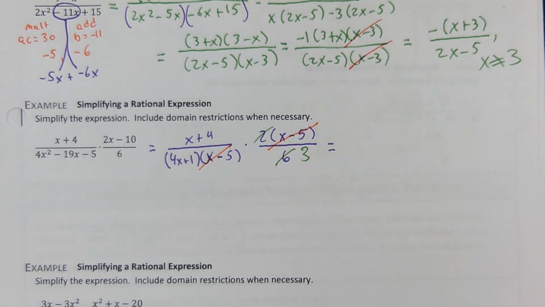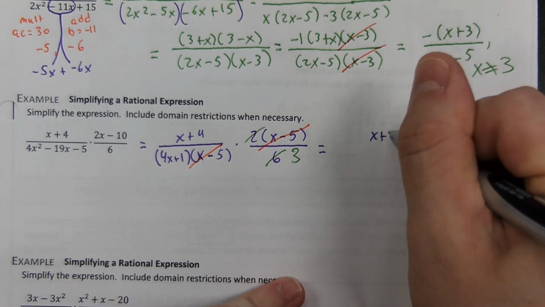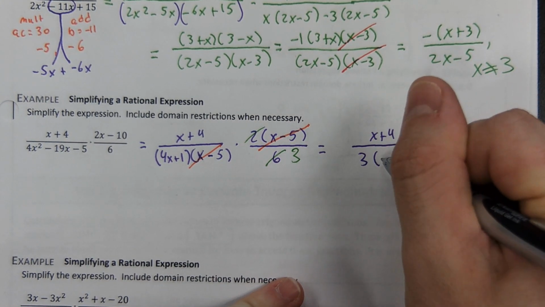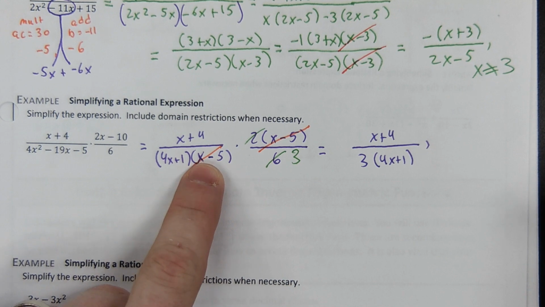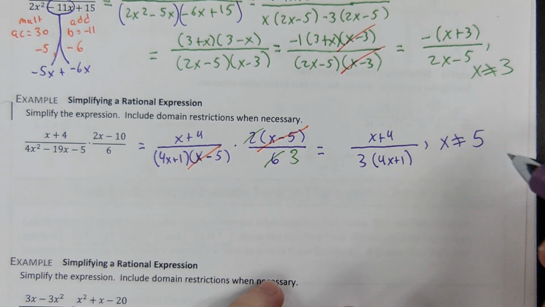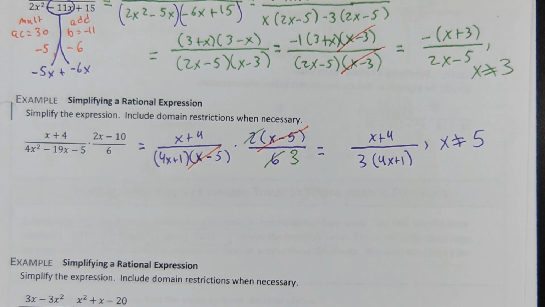Our final simplified form is, well, all that's left on top is the x plus 4. On the bottom, I have a 3, and I have a 4x plus 1. Then we have to say, oh, by the way, you're not allowed to use x equals 5. So multiplying these things is no more difficult than what we did in the first 2 examples. You might have to factor more than one thing. Woo. Luckily, all of last chapter was factoring, right? You should be very good at factoring. It's almost like they planned it that way when they picked the order of us to learn, right? Because this is chapter 9 following chapter 5.